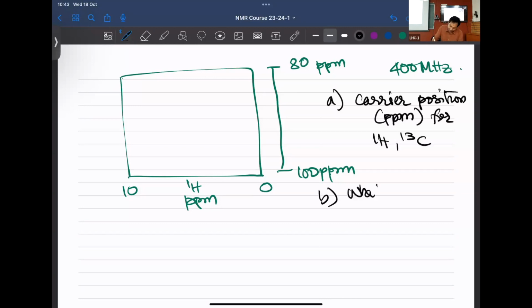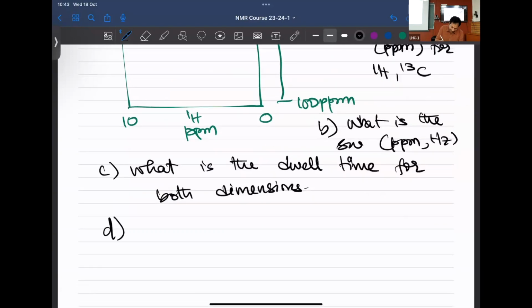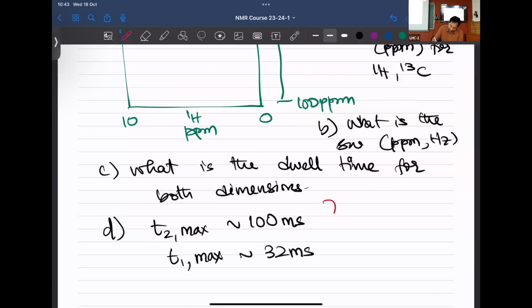What is the spectral width in ppm and hertz for both the dimensions? What is the dwell time for both dimensions? And if my T2 max is 100 milliseconds and T1 max is 32 milliseconds, what are the total number of points in either of these dimensions?